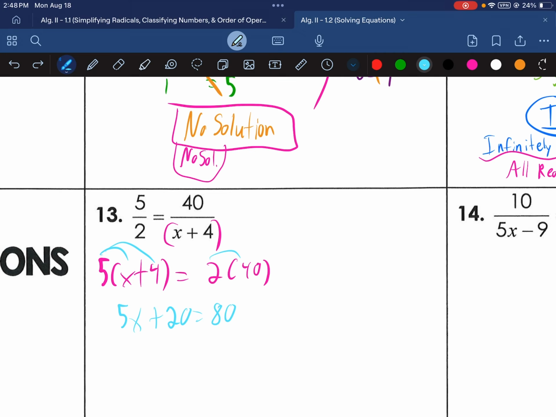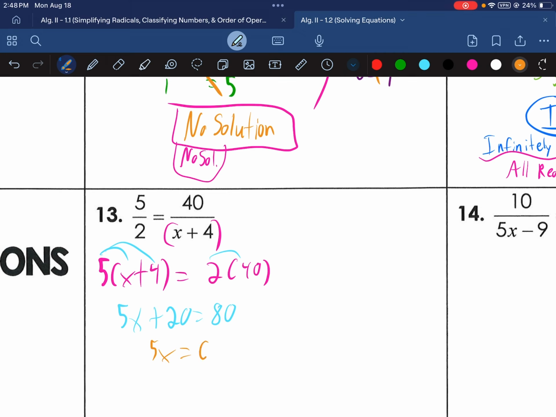Now, a lot of people don't even write this pink step. As a matter of fact, I typically don't write that pink step. I would just end up jumping right to the blue and multiplying 5 to both of these. However, writing this pink step might help you if you are a person that might forget to multiply 5 to everything in that other denominator.